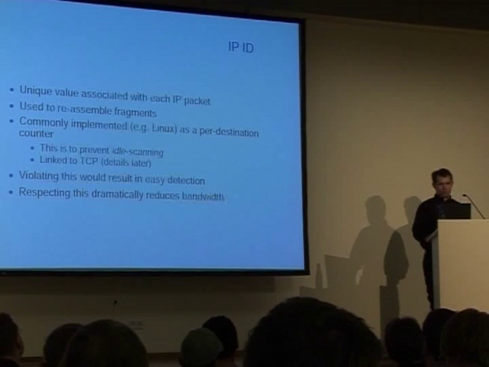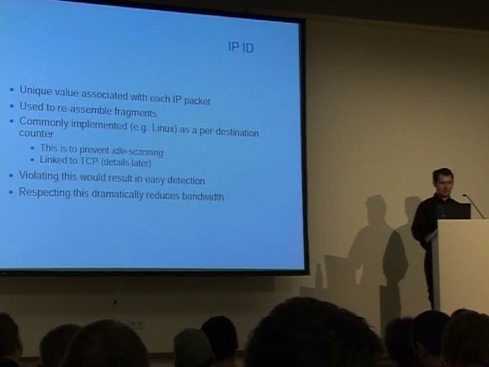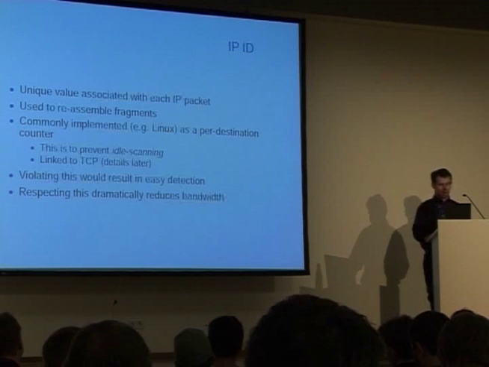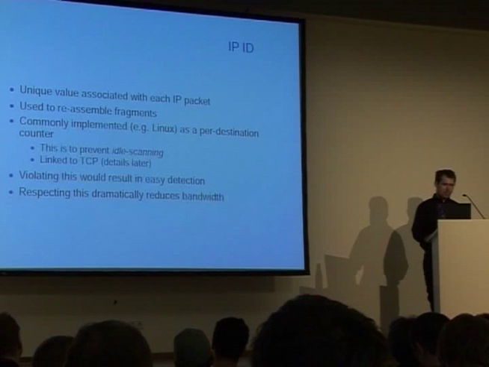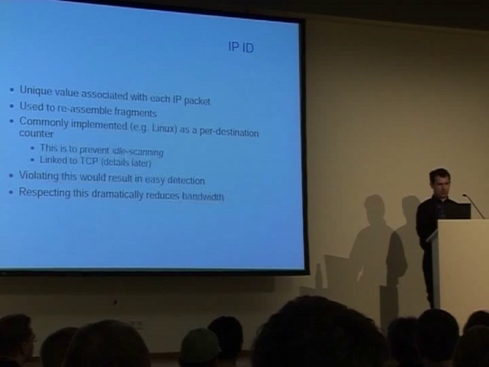Like I said, the only requirement of these is that it's unique, so you could quite easily put in arbitrary data in here, but this would be trivially detectable. If you look at the IP IDs coming from Linux, it is a per destination host counter, and this complies with the uniqueness requirements, and it also complies with bypassing idle scanning.